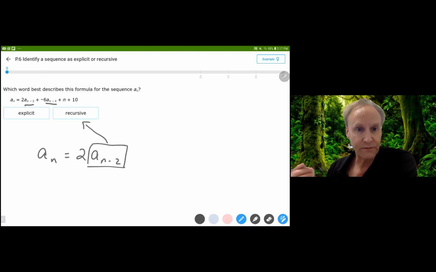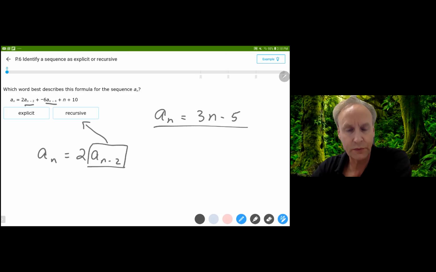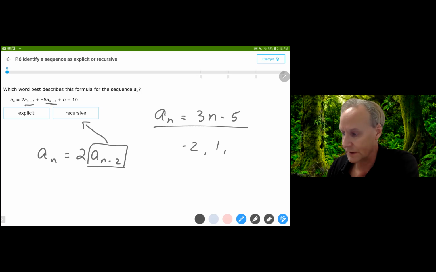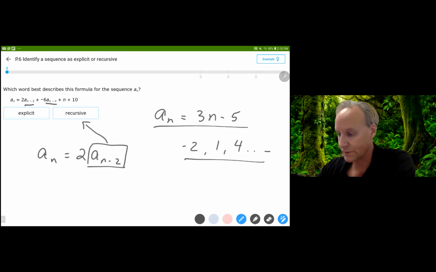And so if there are only n's involved, like a to the n is equal to 3n minus 5, this would give you what's called an arithmetic sequence. And if we started with 1, we would get -2. And then 2 would give us 1, because 6 minus 5 is 1. And 3 would give us 4, and so on. And it would go up 3 every time, forever and ever. And when the next term doesn't have anything to do with the other terms, that's called explicit.